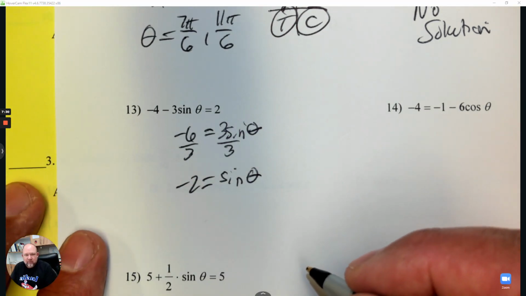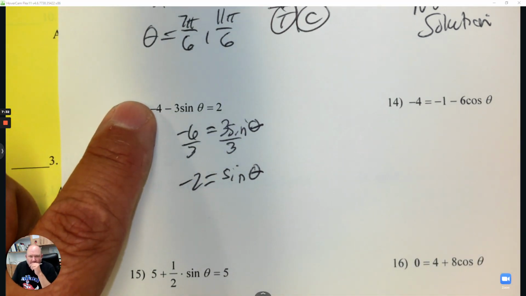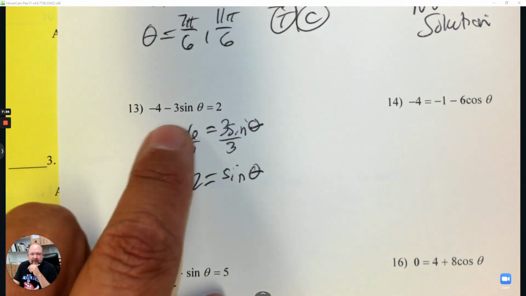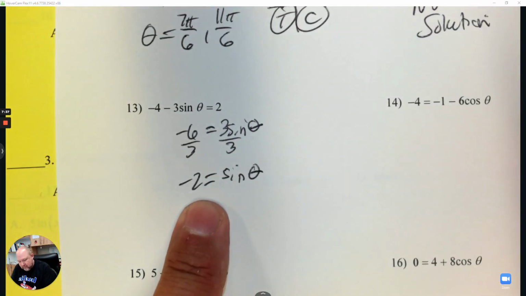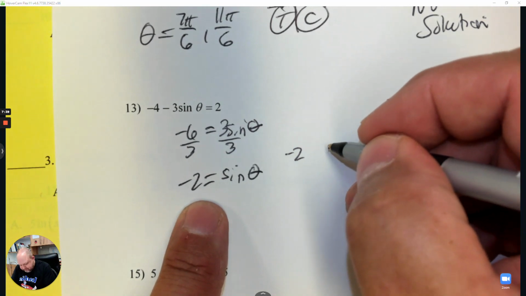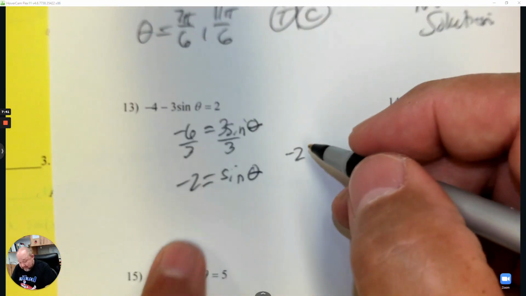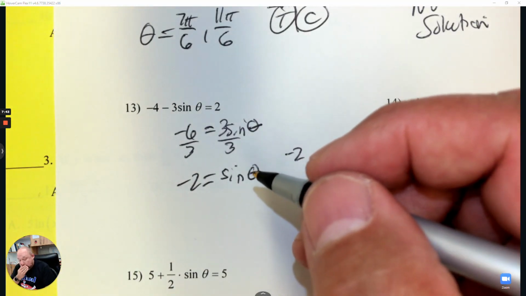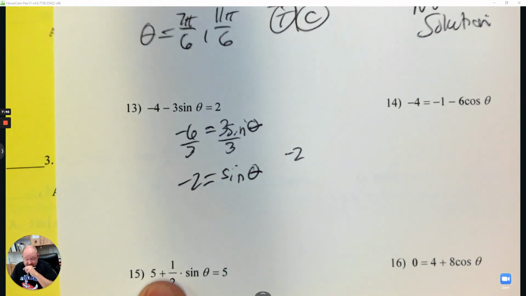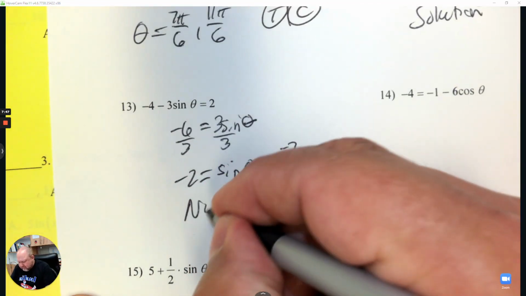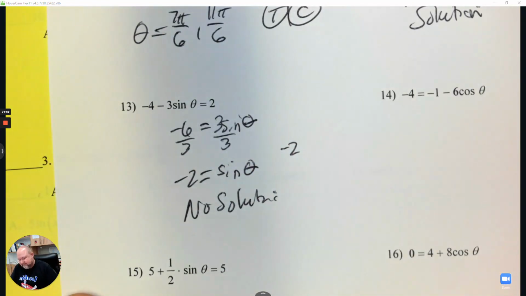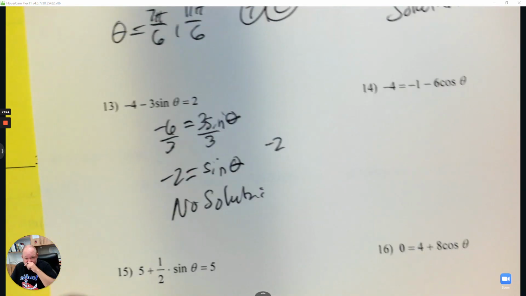Well, what's the same issue here? Make sure I did it right. Subtract 2, add it, divide. I got the same issue here. So negative 2 also is outside my range, and now I'm going to sneeze. Oh, all good. Achoo. And there's no solution. Maybe they're all no solution now.